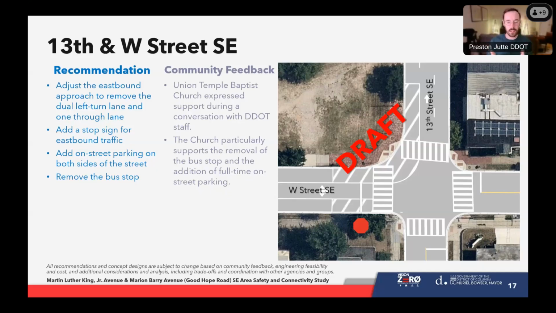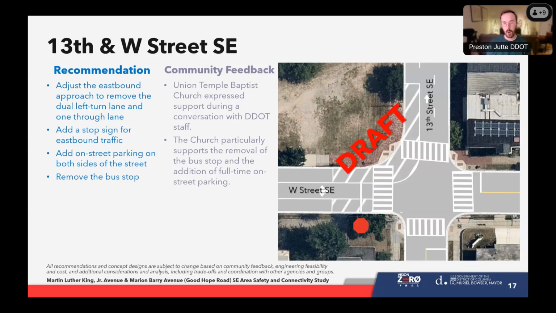So 13th and W, this is something from the get-go. I hear this on lots of other projects. This is a really important intersection that needs a stop sign. So with this neighborhood plan, we are going to implement and put in a stop sign on that leg coming over from MLK past Union Temple to make sure that this is an all-way stop intersection and feels safer.